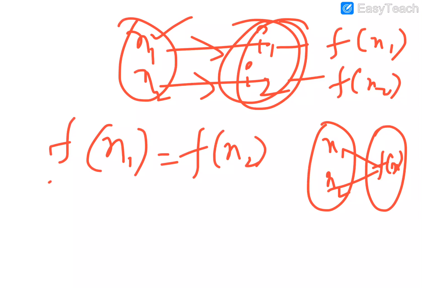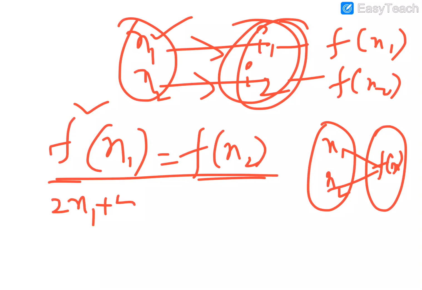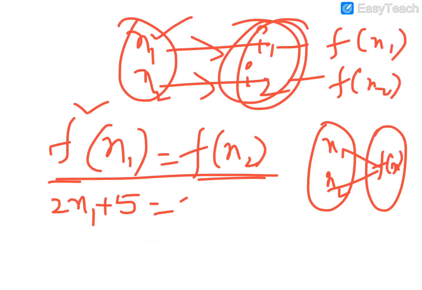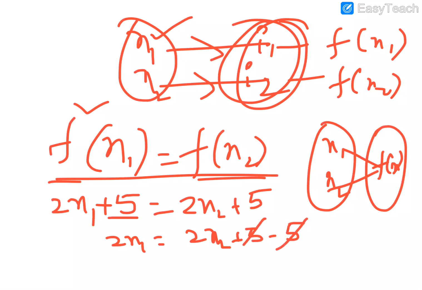So what happens when you take it like this? Let us see the value of f(x1) from here: 2x1 + 5. Similarly, what is the value of f(x2)? That is 2x2 + 5. Now let's simplify this and see what we will get. This 5, when it transposes to the other side, becomes negative 5, so it gets cancelled. And if you send the 2 to the other side, 2x2 by 2 gets cancelled. So what you get ultimately is x1 = x2.